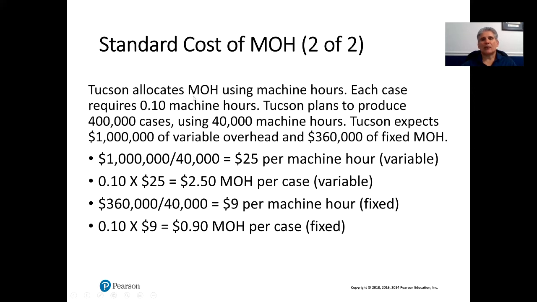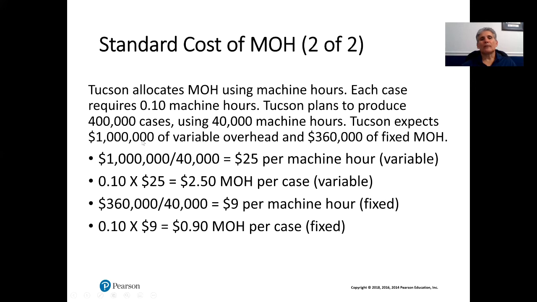Tucson allocates MOH using machine hours. Each case requires 0.10 machine hours. So our allocation base is machine hours, and each case requires 0.10 machine hours. Tucson plans to produce 400,000 cases. Using 40,000 machine hours, how do we get 40,000? Well, 400,000 cases, each case requires 0.10, so we multiply 400,000 cases by 0.10, and we come up with 40,000 machine hours.